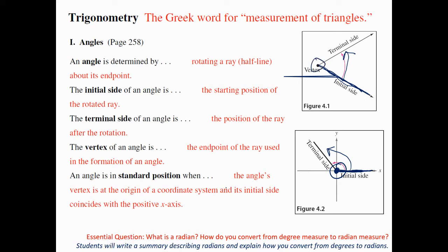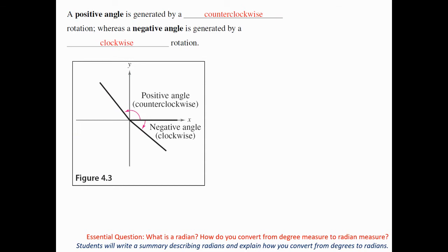The angle's in standard position when the angle's vertex is at the origin of the coordinate system and its initial side coincides with the positive x-axis. So an angle that's positioned like this is what we consider standard position. So we actually have 2 different directions for angles. We can go counterclockwise, and when we go counterclockwise, we know that that's a positive angle. And when we go clockwise, we know that that's a negative angle. The way I like to think about this is when we're going up, it's positive, and when we go in the down direction, it's negative.